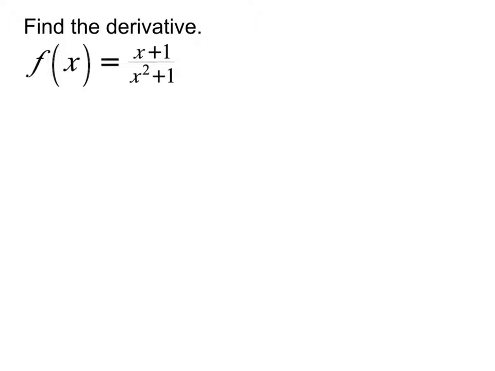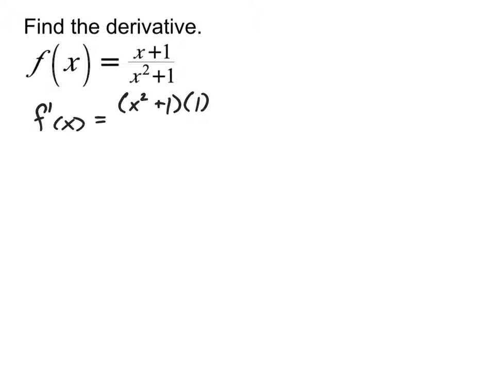All right, so we do need quotient rule for this, so let's go ahead and use quotient rule. So we're going to do f prime of x straight away. So low d high, so low is the x squared plus 1. D high is the derivative of the function on the top. The derivative of x plus 1 is just 1.